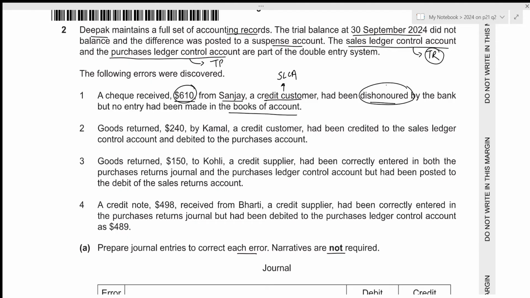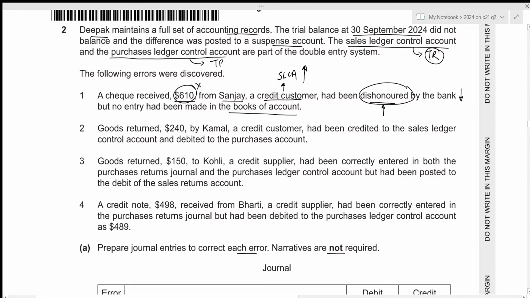So now there will be a reverse impact. We will now have to increase the value of our trade receivables since we did not receive this amount from Sanjay. And the other impact is that since we previously increased the balance in our bank account, we will now have to reduce it because it turned out the check was dishonored, we did not actually receive the amount. So we need to record these two within our journal entry.